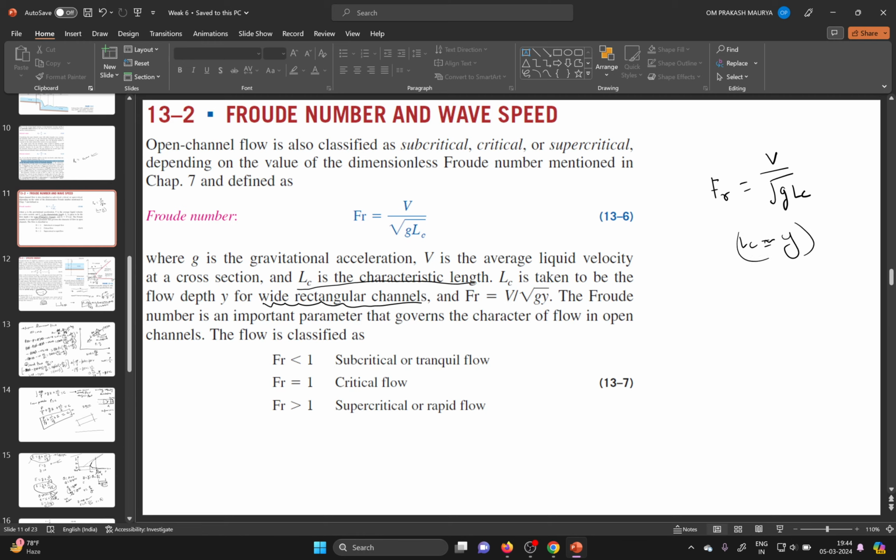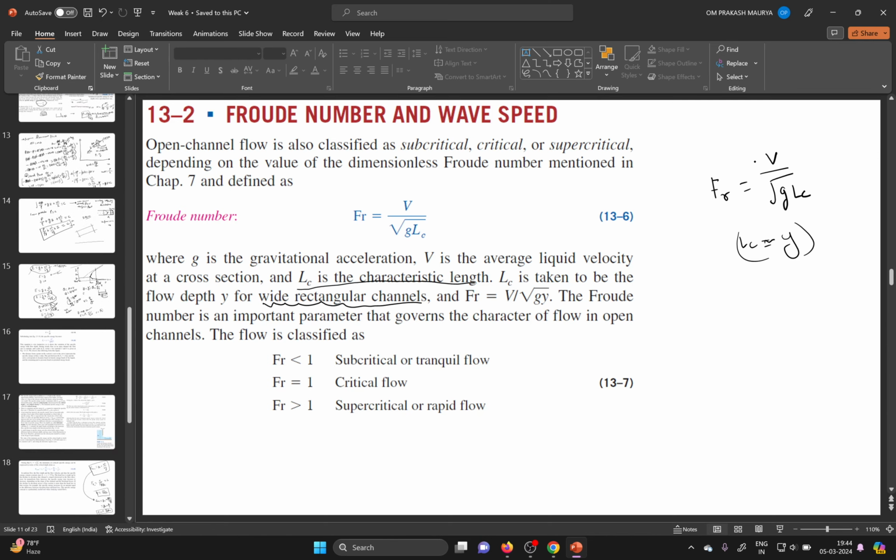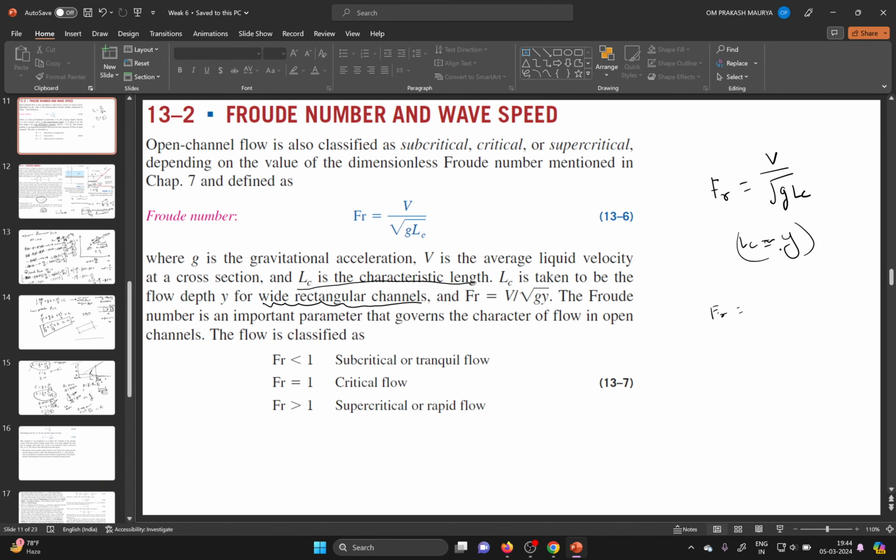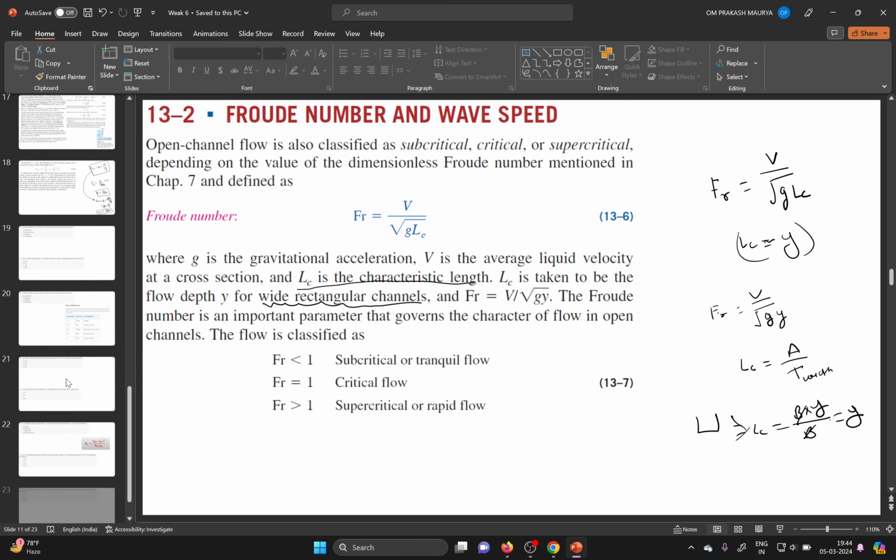So whatever we have discussed up to that is valid for the rectangular channel, because we have considered Fr equal to V by root of g y for all calculations. And what is L_c? L_c is area by top width. For a rectangular channel, if you calculate L_c, your area is B into y and top width is B, so it is only y. So with that you can also calculate, no issue. Now moving ahead.